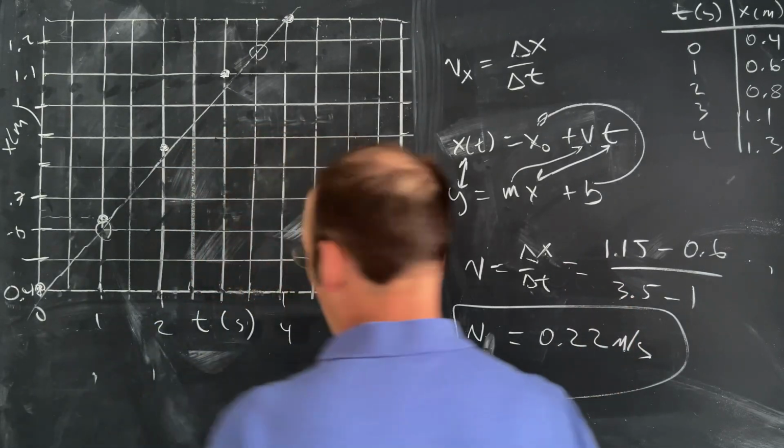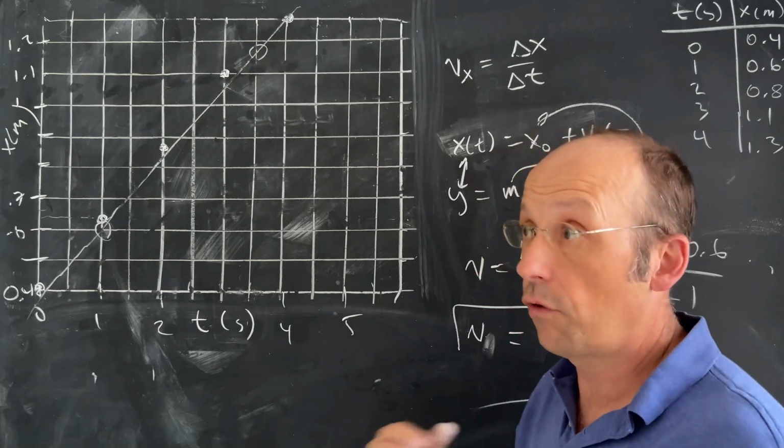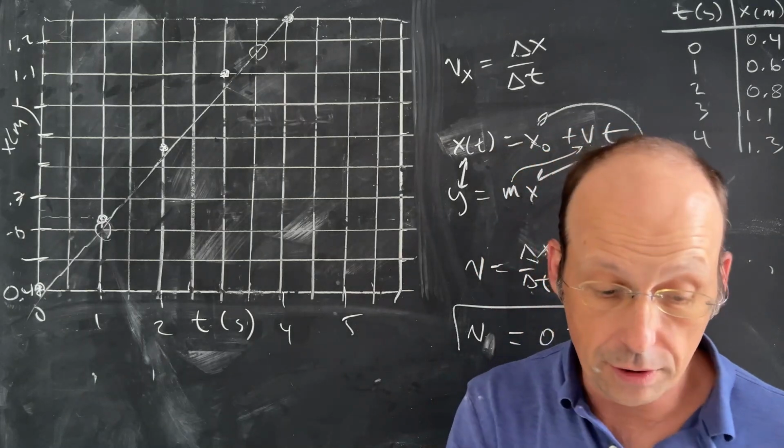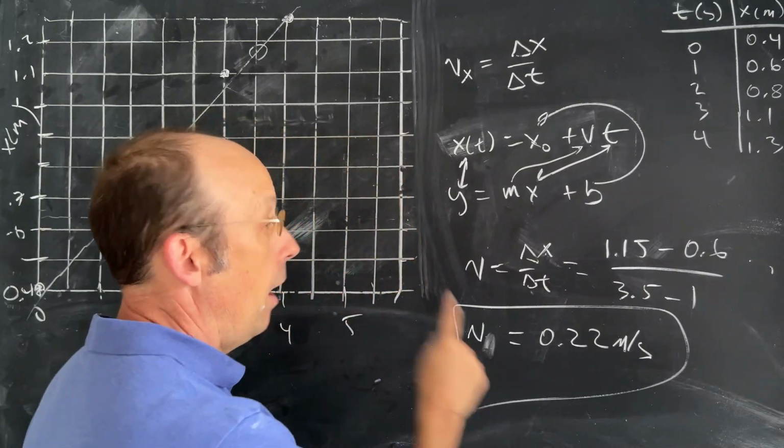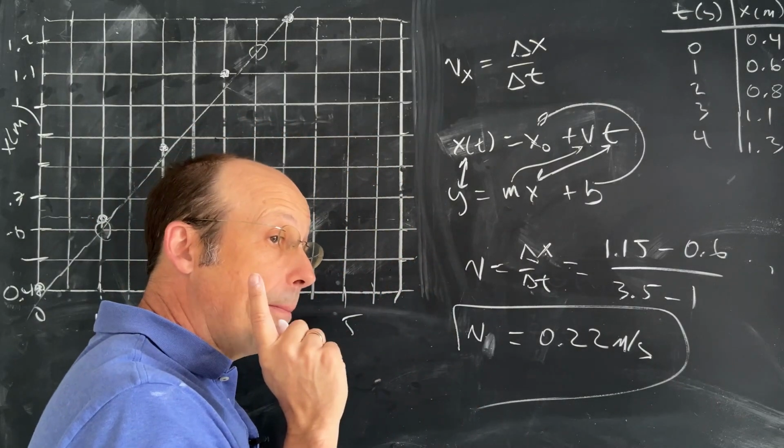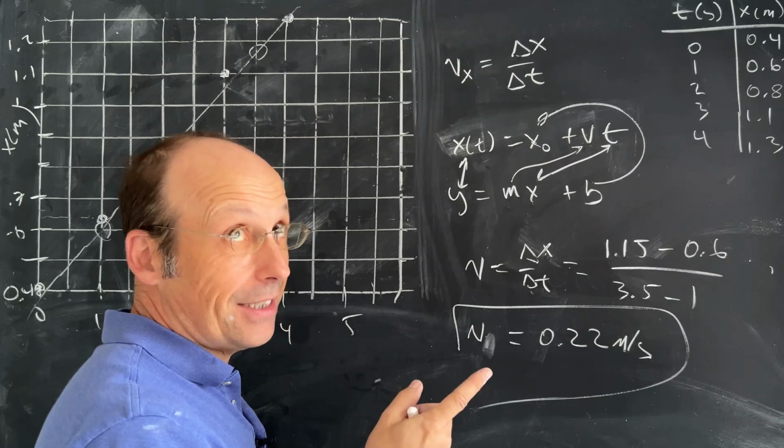Slopes have units. So don't forget that the slope does indeed have units. What else is important? Let me show you the most common mistake that I see people make with the slope.